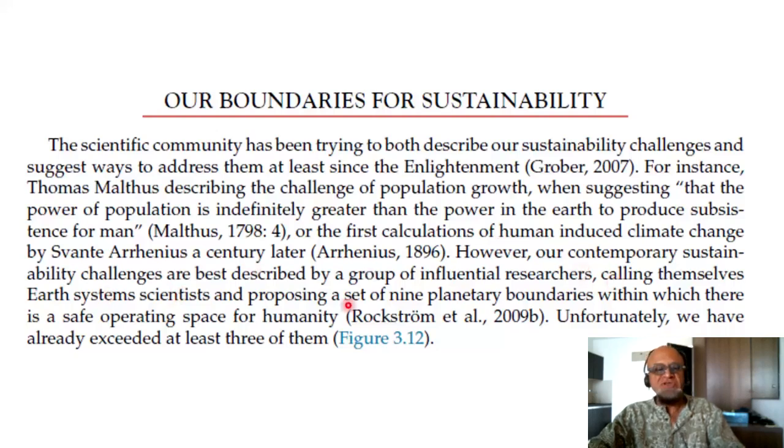However, our contemporary sustainability challenges are best described by a group of influential researchers calling themselves Earth System Scientists, proposing a set of 9 planetary boundaries within which there is a safe operating space for humanity. Unfortunately, we have already exceeded at least 3 of them, and I'll show a figure claiming that we have exceeded 6 of them by 2023.